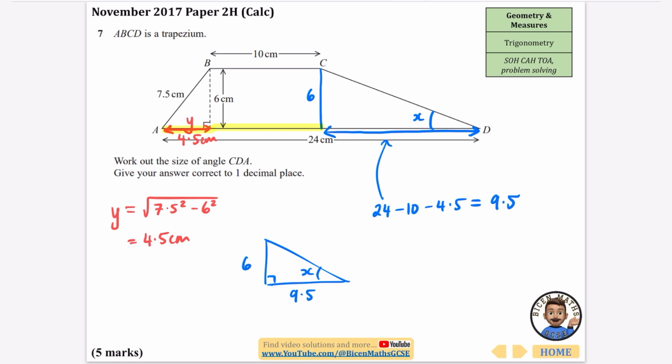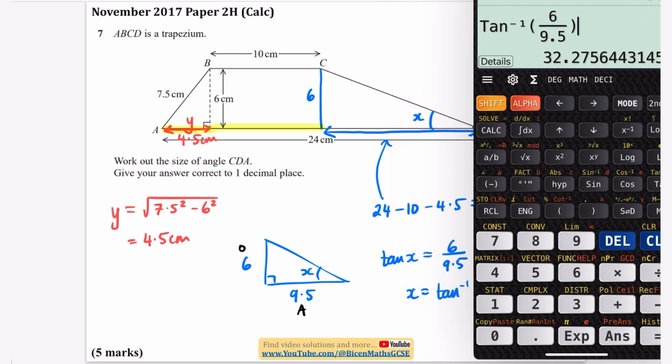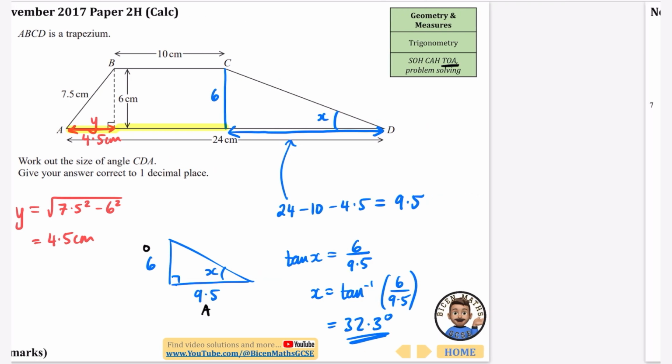So this one is going to be opposite the angle, this one is adjacent to the angle, which means I'm going to be using TOA. So the tan of x is equal to the opposite divided by the adjacent. It always follows the letter order that you have here. And so x is going to be the inverse tan of 6 over 9.5. Let's see if we can get the right answer. So we're going to do the inverse tan of 6 over 9.5, and we get 32.3 to 1 decimal place. So our answer is 32.3 degrees to 1 decimal place.